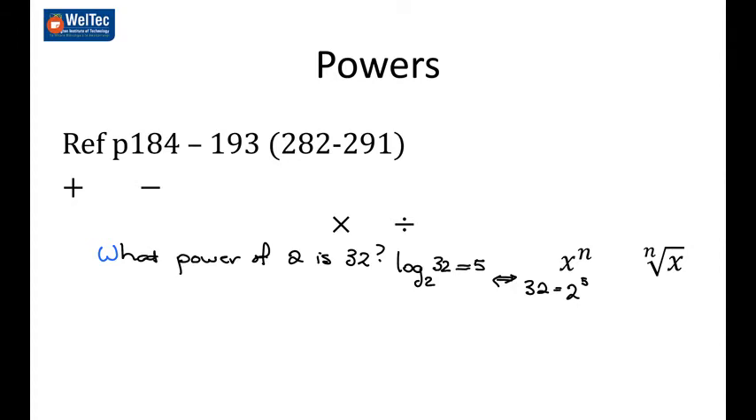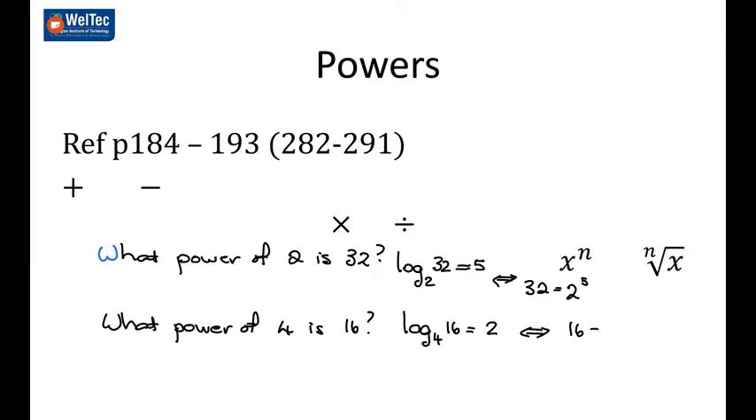Let's have a look at another one. Let's ask ourselves, what power of 4 is 16? We know the answer, but let's write the information in a different way. Let's write it as logarithm to the base 4 of 16. Okay, so we know the answer. We know that what power of 4 is 16? The answer is 2. So log to the base 4 of 16 is 2, because 16 is equal to 4 squared.